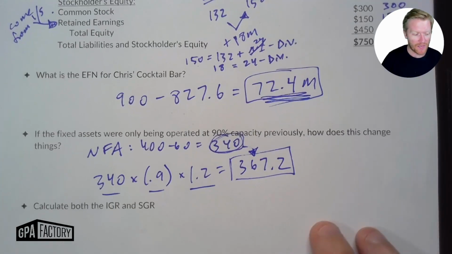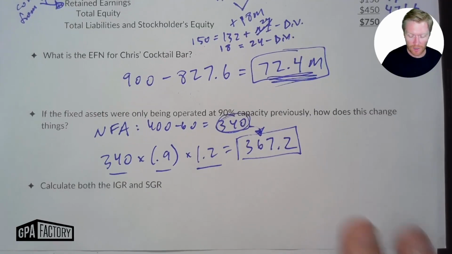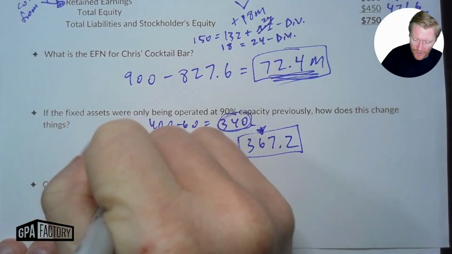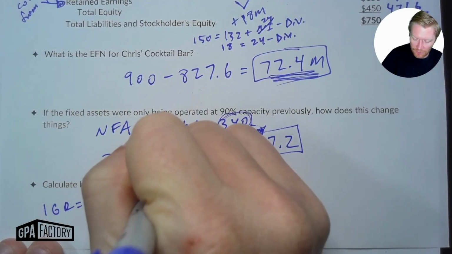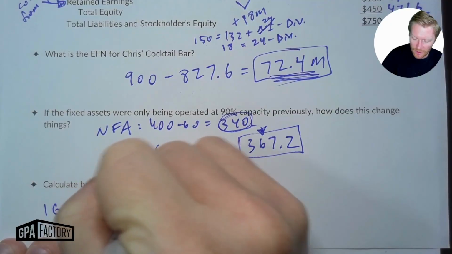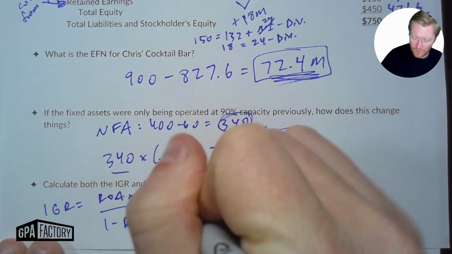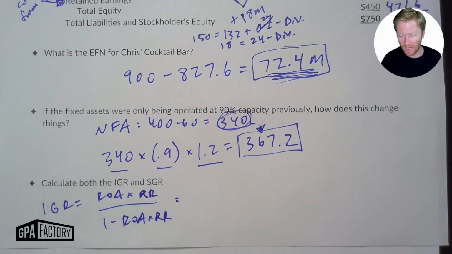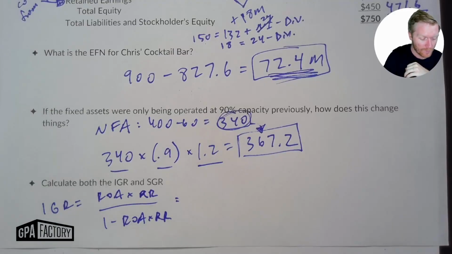Okay, we're going to calculate both the IGR and the SGR. So IGR is the ROA times the retention ratio divided by 1 minus ROA times the retention ratio. ROA is going to be net income divided by total assets. So let's just go ahead and do that based on the original information that we were given.